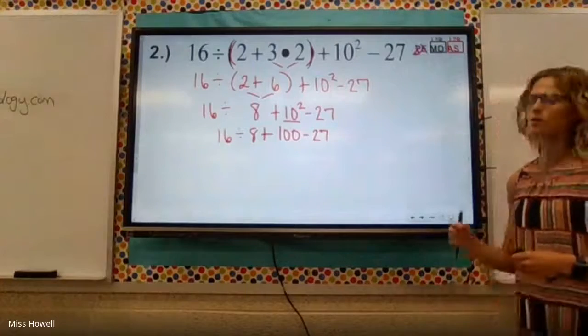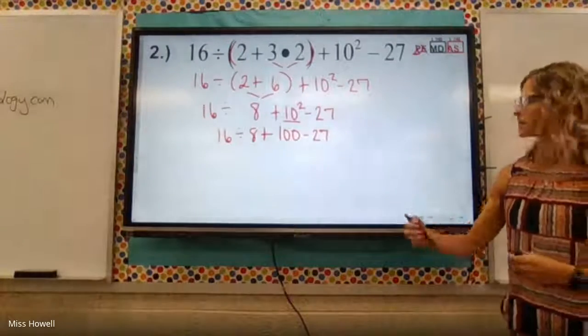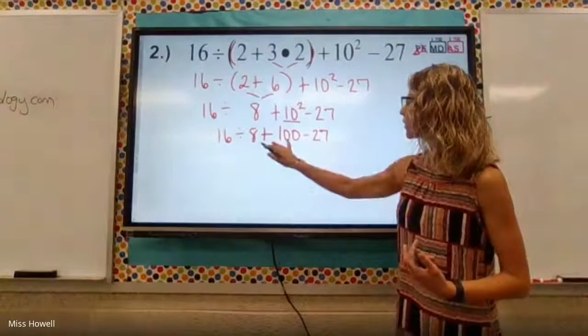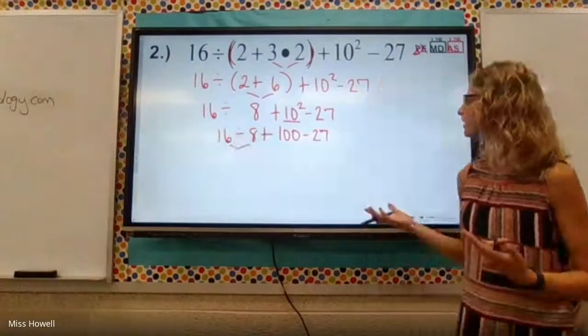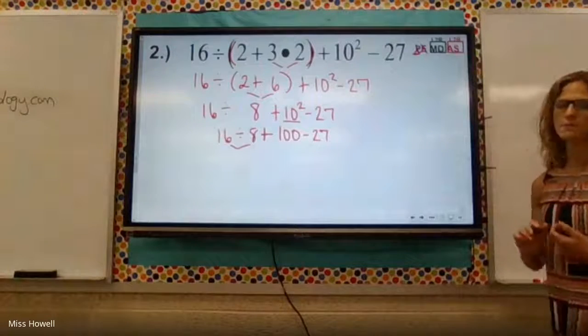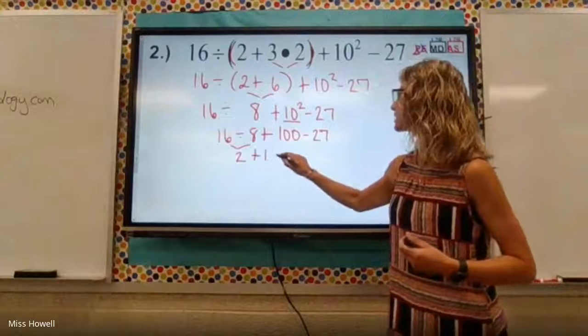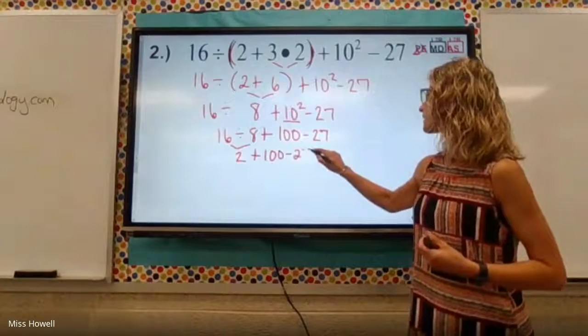All right, we're looking for multiplies or divides in this case, and looking to go from left to right. We have a divide here, no other multiplies. So we're working right here. That's it for this multiplication and division. 16 divided by 8 then would give us a 2 plus 100 minus 27.